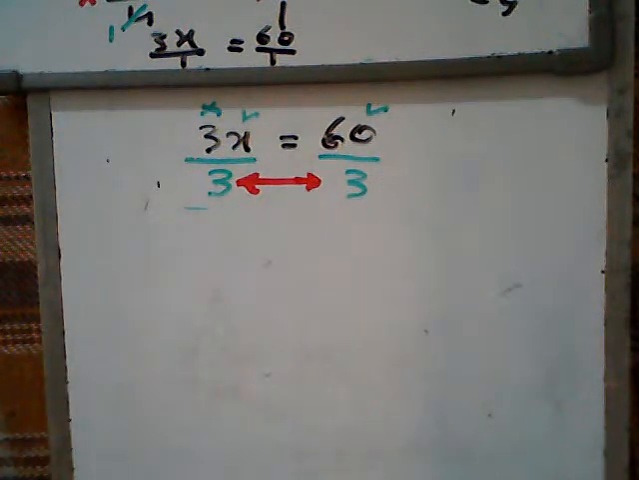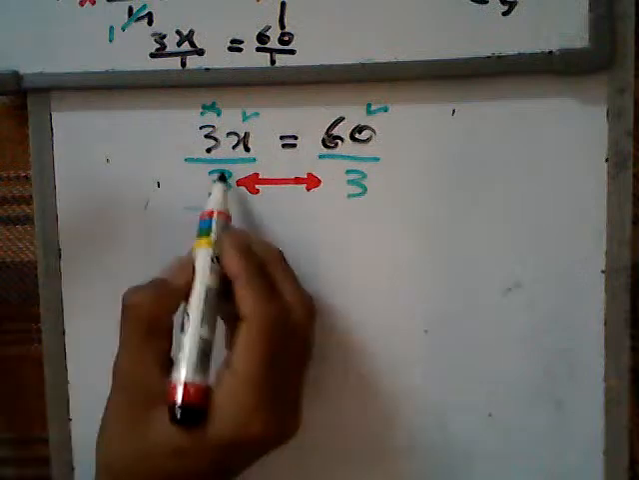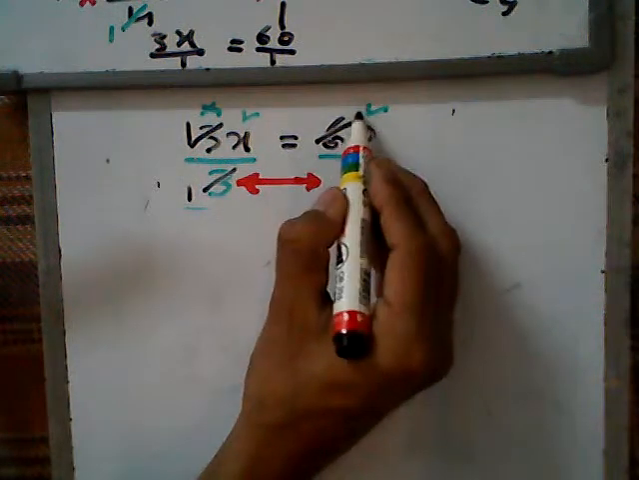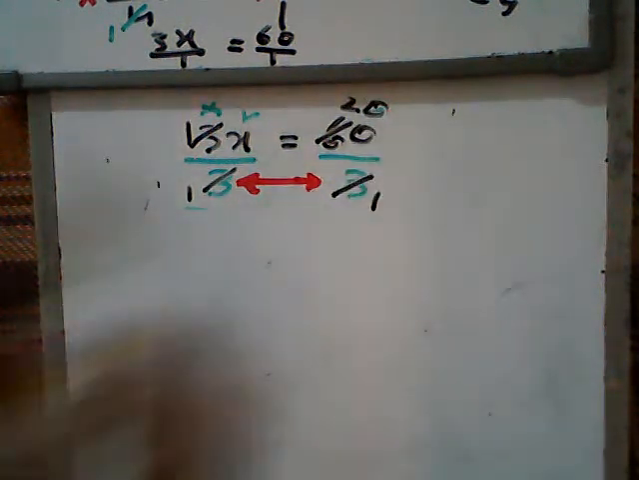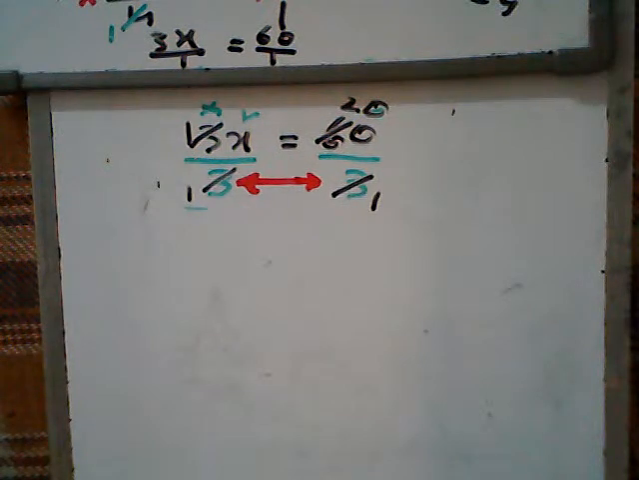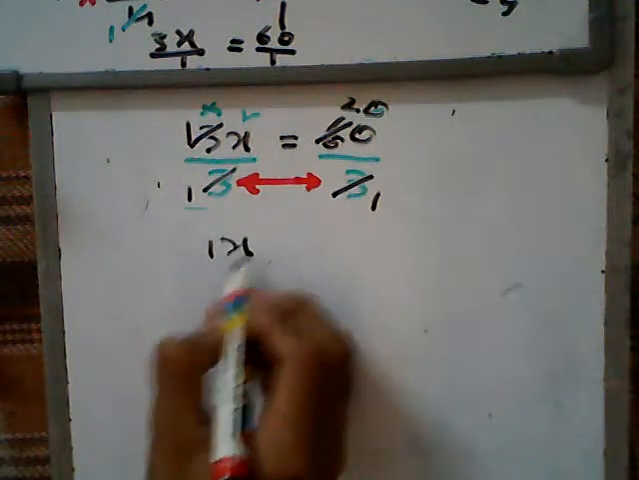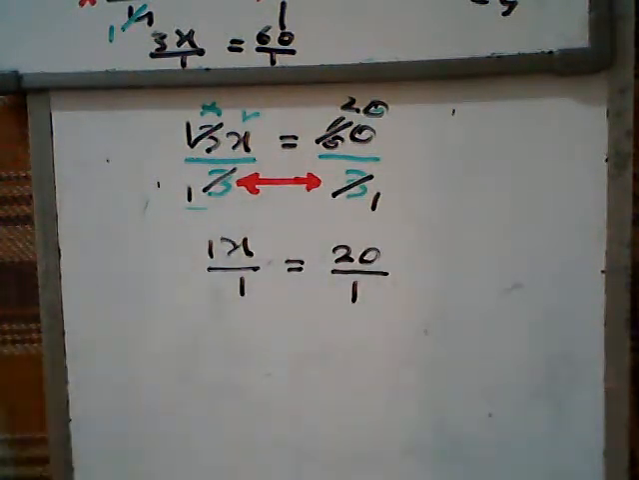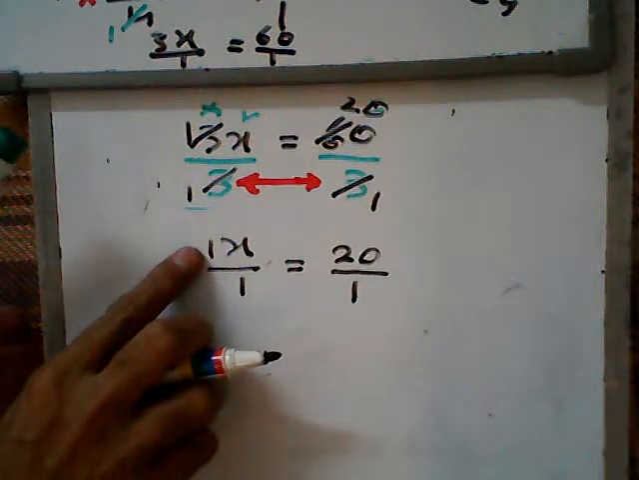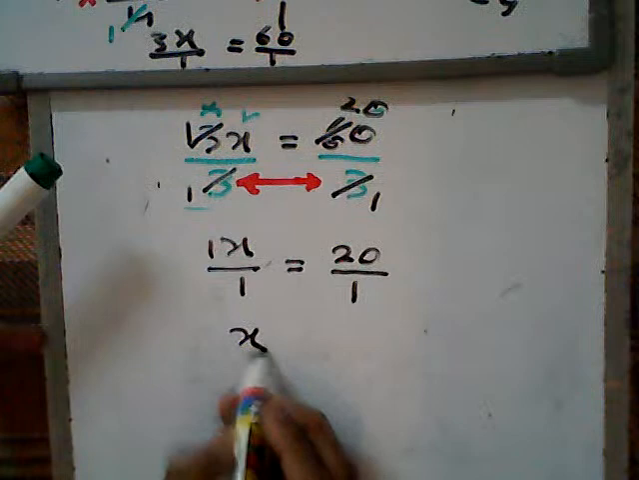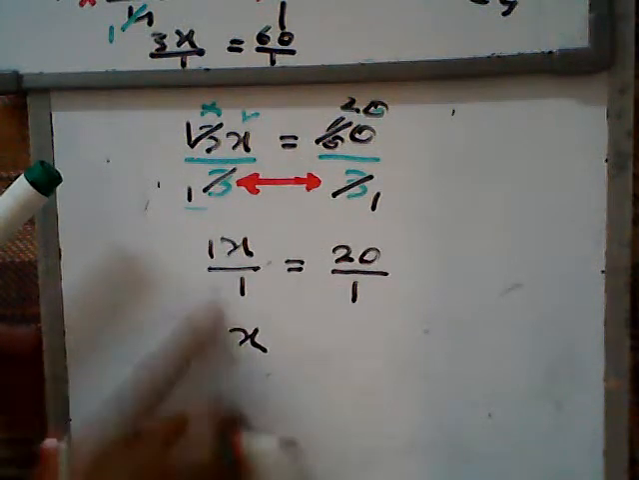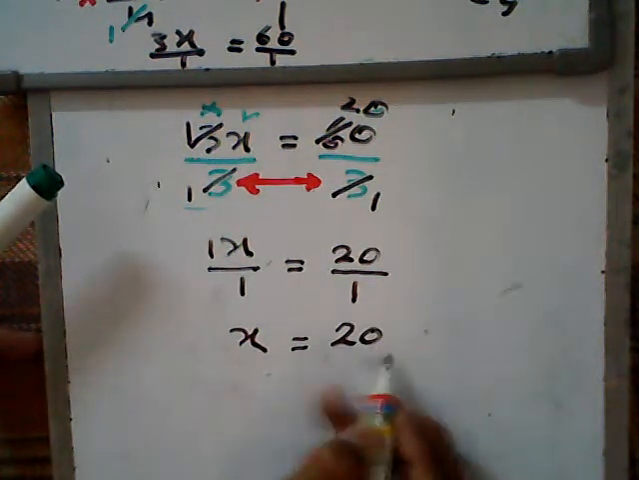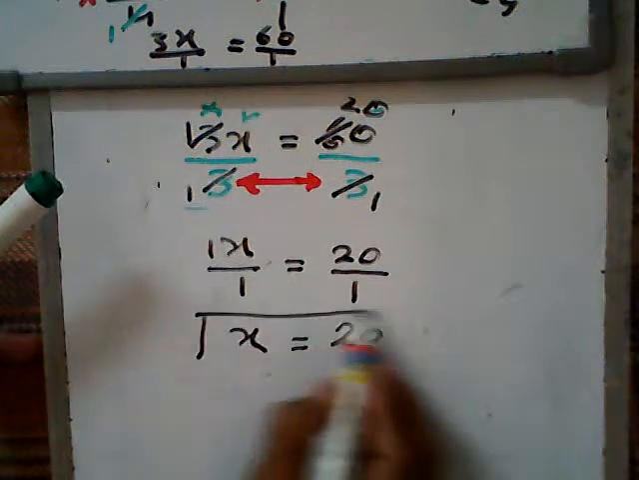So now this simplifies, and it gives us 1x over 1 is equal to 20 over 1. We know that there's no need to write this 1 as a coefficient, so it will remain the same. X has a denominator of 1, there's no need to write the denominator as 1, and 20 has a denominator of 1, so there's no need to write the denominator as 1. So this is our answer, the last.